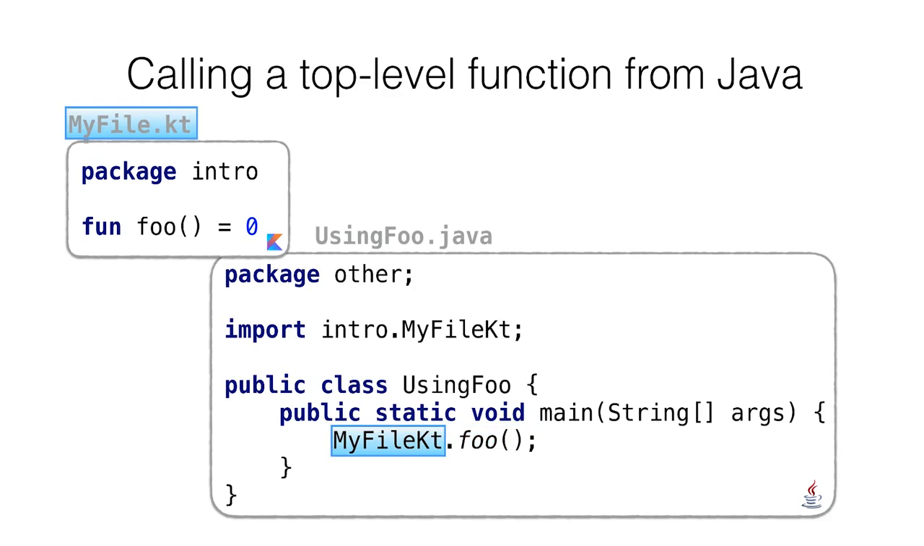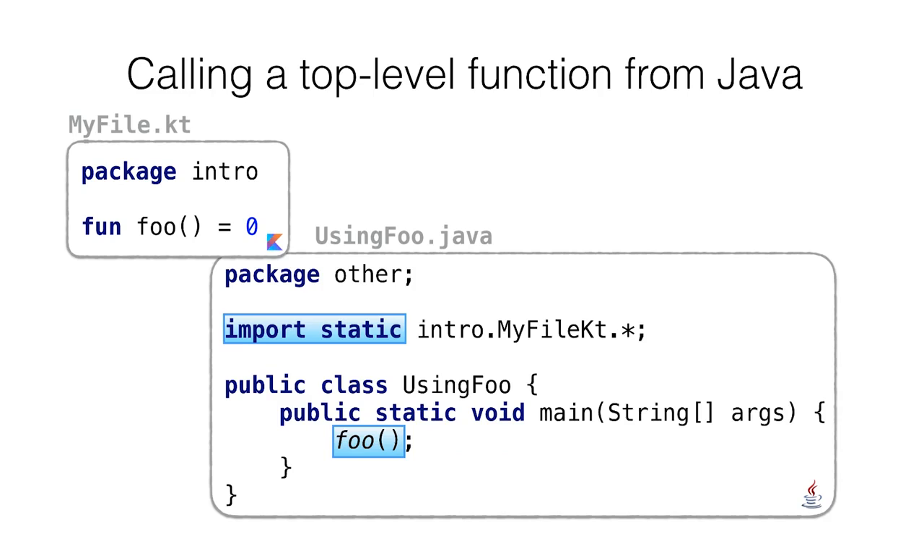At the bytecode level, the underlying static function belongs to a class MyfileKt. From Java, you can import a class by its name or use import static. This last syntax gives you the same foo invocation as in Kotlin.